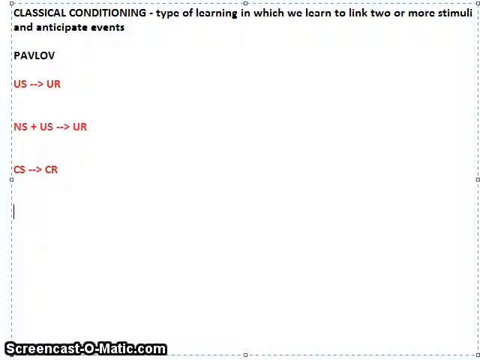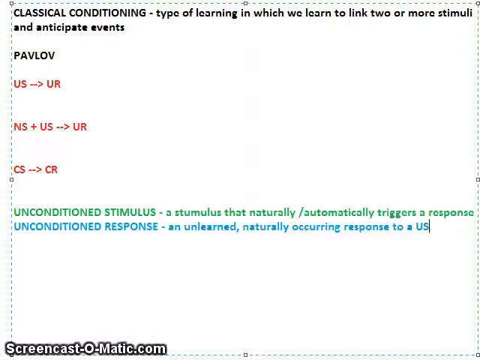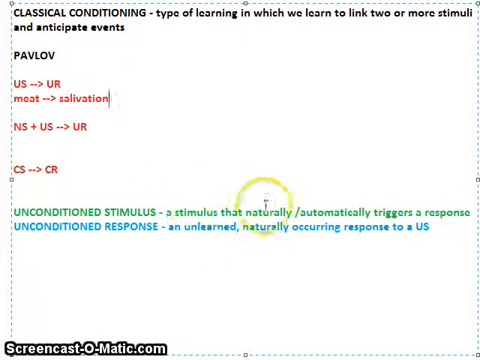So an unconditioned stimulus is a stimulus that naturally and automatically triggers a response. And that response is the unconditioned response. It's unlearned, natural, automatic. For the purposes of Pavlov's study, the unconditioned stimulus was meat, and the unconditioned response was salivation. So if you think about it, this unconditioned stimulus, this meat, naturally automatically triggers the salivation in the dogs.